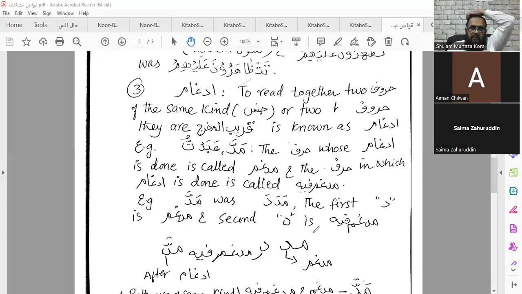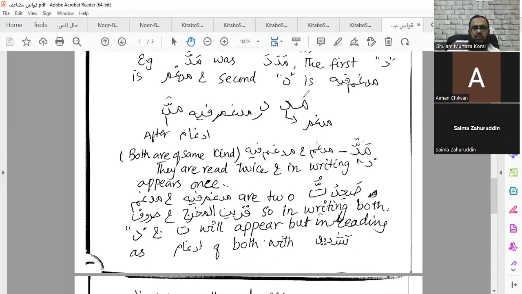And the second one is madda. Now the harf whose idgham is done is called mudgham, and the harf in which idgham is done is called mudgham fi. In madda, actually madda was madada. The first dal is mudgham and the second dal is mudgham fi. So from madada, it is madda. How is it done? There are rules. Actually, we are first of all trying to understand takhfif, the way in which takhfif is done. After this process, it becomes madda.